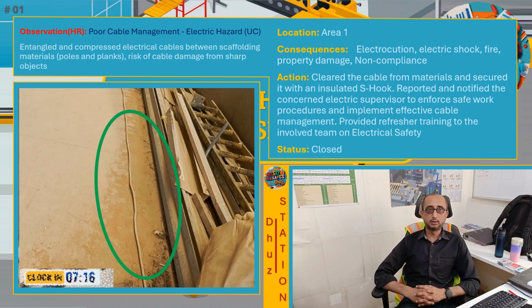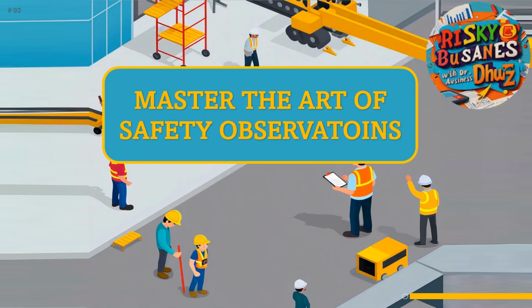As the hazard is immediately removed from the location, the status of this observation is closed. But at the same time, as this is of a serious nature, it is also reported as a near miss, so a comprehensive investigation may be conducted and a comprehensive action plan can be prepared to ensure that reoccurrence in the future is avoided.